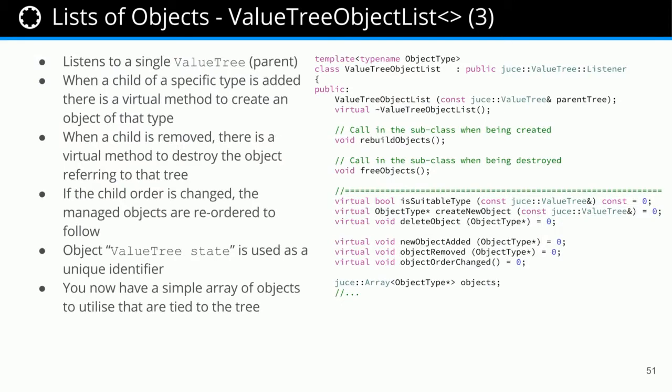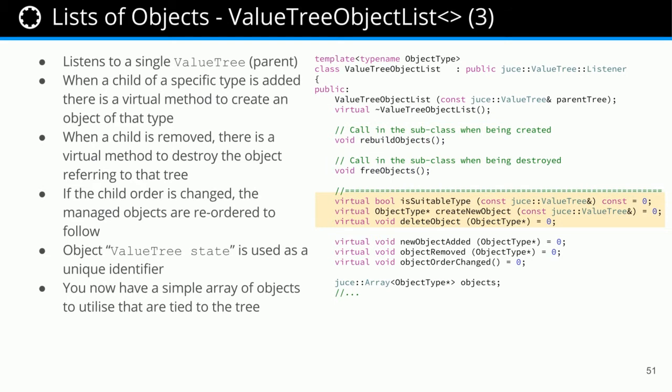Well, essentially, it inherits from ValueTree::Listener, and it needs a state that it's going to mirror. In this example, we're going to take our tree as our parent state. Then we have two methods. The first one is rebuildObjects, which is essentially going to iterate the tree's children and try to construct an object for each of those. And then in the destructor of our derived class, we need to free all those objects as well. So that's the construction and destruction methods.